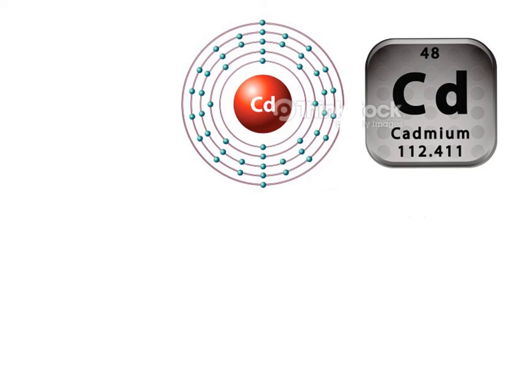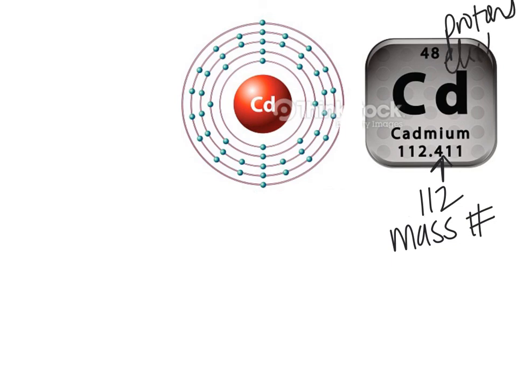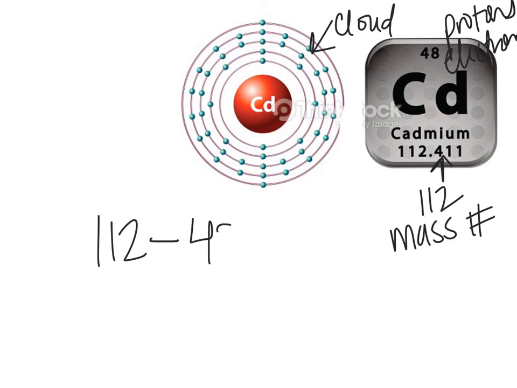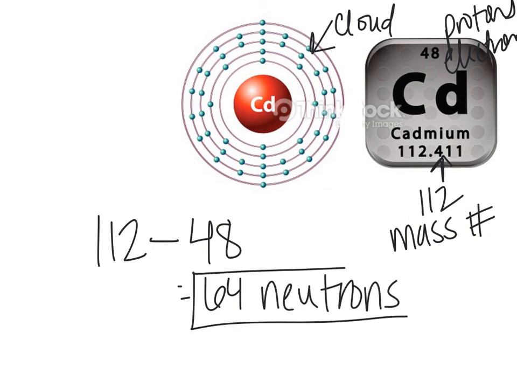Cadmium. A little bit more math here. This number is less than 5, so we say 112. This is the mass number. This is the protons and electrons. I'm not going to count them there, but if you'd like to pause the video, you could count them and see if they're all in that cloud. 112 minus 48, that is 64 neutrons. And neutrons have no charge, they only carry mass.